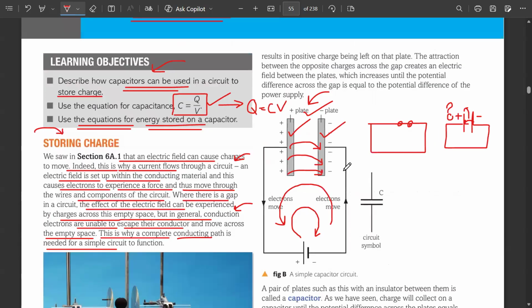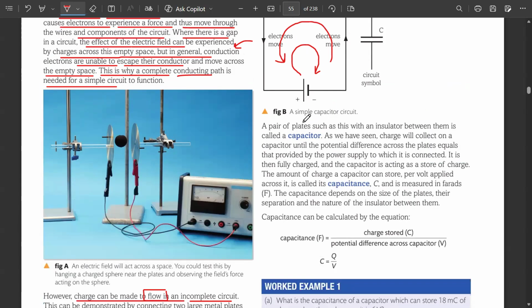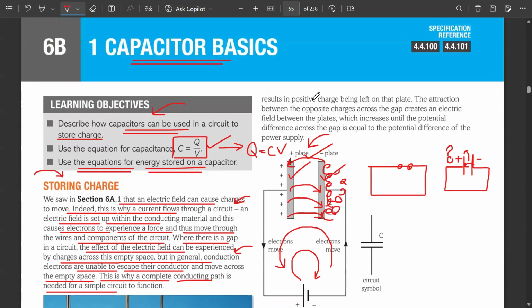क्योंकि जैसे ही यहाँ पे सर्किट स्टार्ट हुआ, सारे इलेक्ट्रॉन्स will be gathered over here, right? And when they are all gathered over here, they are all now going to be attracted towards the positive plate. Now what will happen? This results in a positive charge being on the left plate, and the attraction between the opposite charges across the gap creates an electric field.